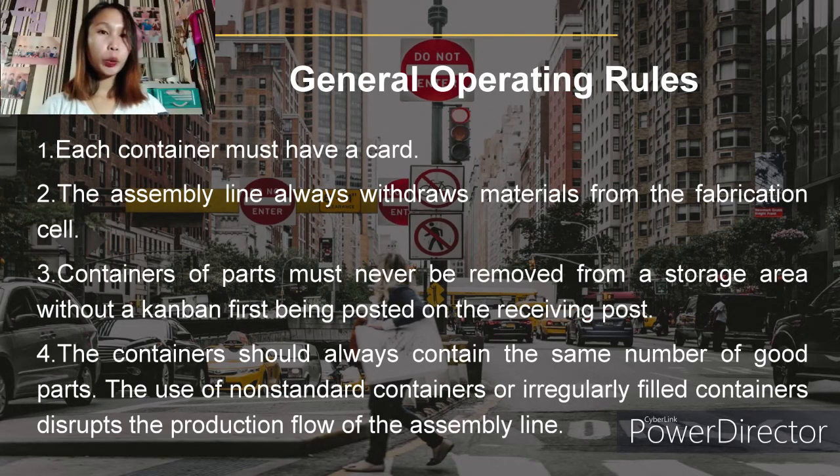General operating rules. First, each container must have a card. Second, the assembly line always withdraws materials from the fabrication cell. Third, the containers of parts must never be removed from a storage area without a Kanban first being posted on the receiving post. Fourth, the containers should always contain the same number of good parts. The use of non-standard containers or irregularly filled containers disrupts the production flow of the assembly line.